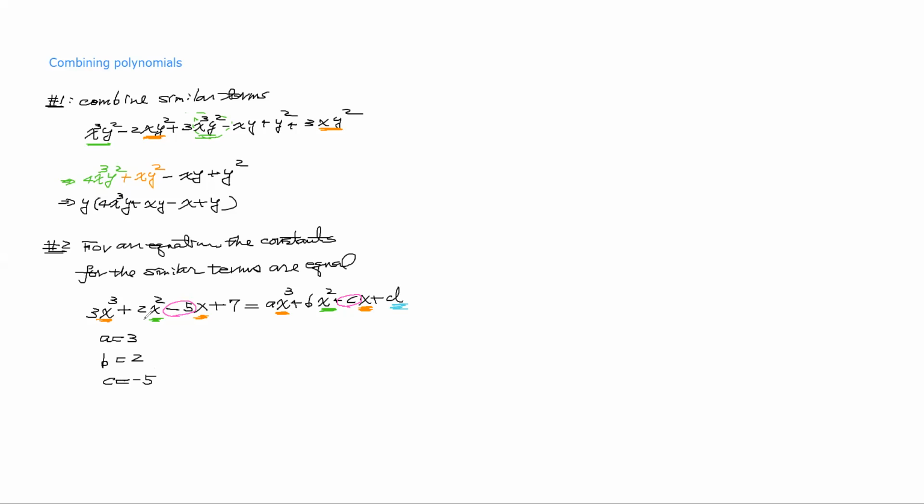The same way here is the constant d. So I have d is equal to what? Equal to 7, right? So that's the second rule. For combining polynomials, if you have a polynomial equation, then the constants in front of the similar terms have to be equal. Then the other ones here are a couple of important formulas. We call them factor formulas, and those are the ones we're going to use.